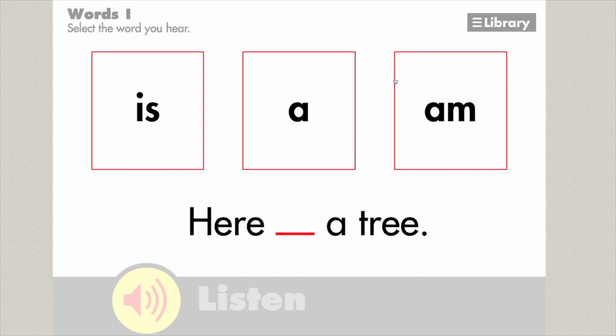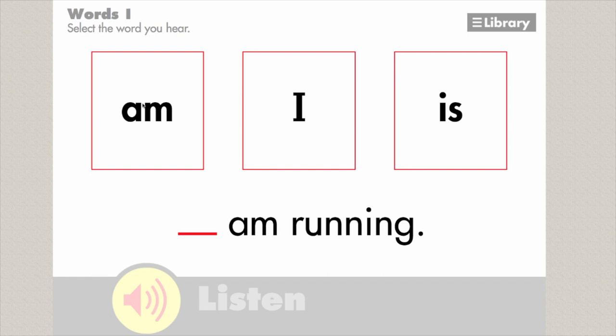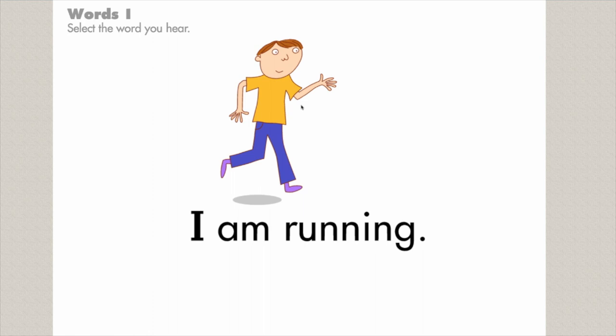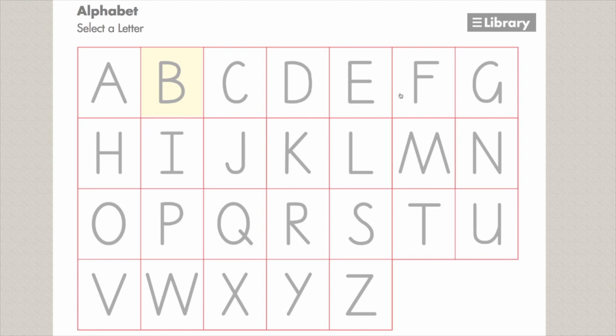Learning high frequency words. Select the word you hear. Is. Here is a tree. I am running. And learning about letter formation. Select a letter. You can write the letter B.